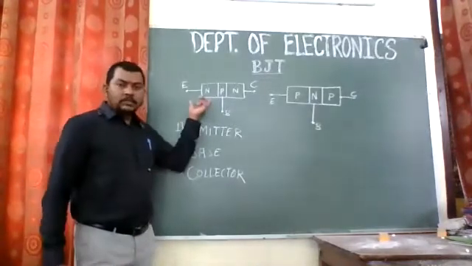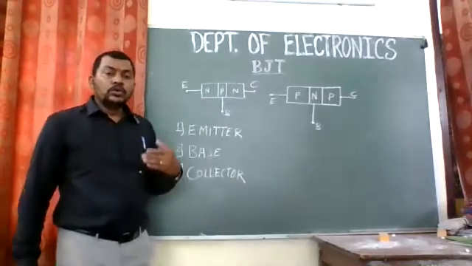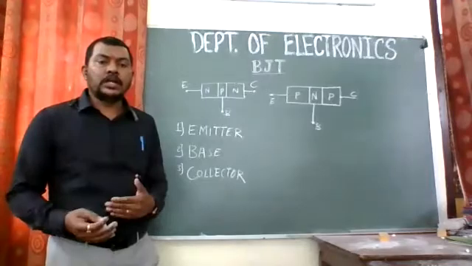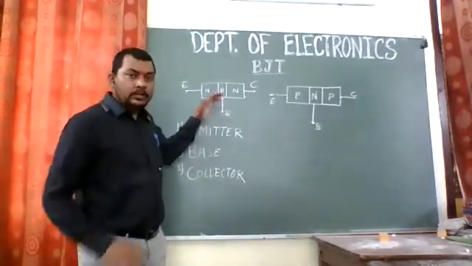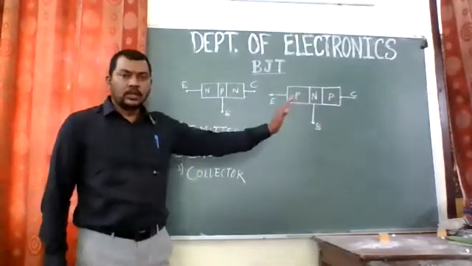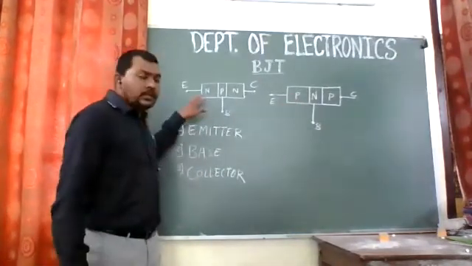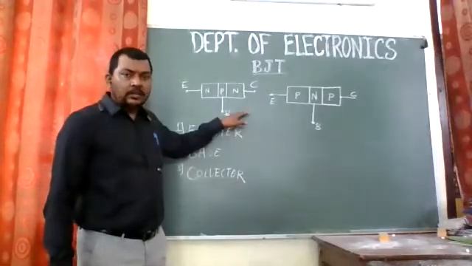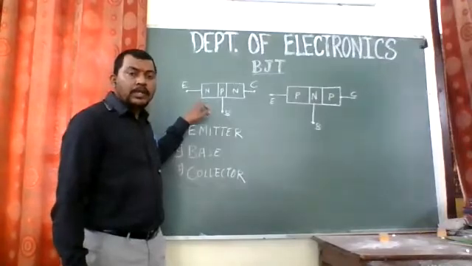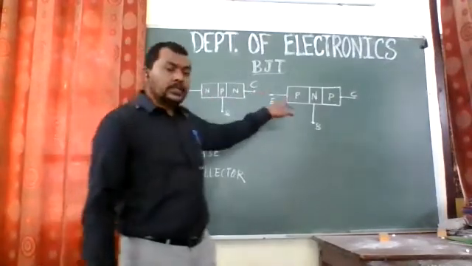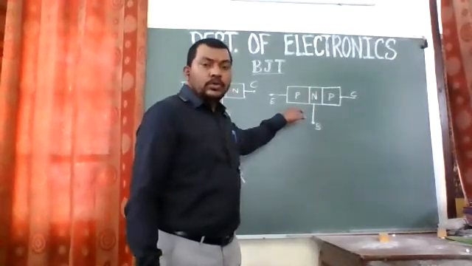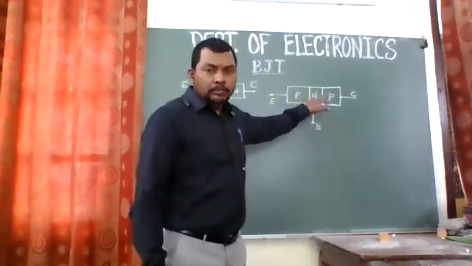The job of the emitter is to emit the charge carriers into the base. These are all general statements, so I'm talking about both types of transistor. If it is an NPN transistor, then the emitter of the NPN transistor is going to emit electrons, whereas if I talk about the PNP transistor, then it is going to emit the holes into the base.